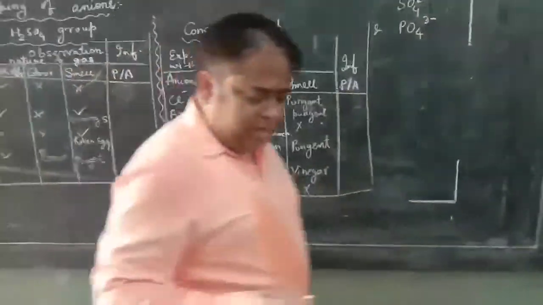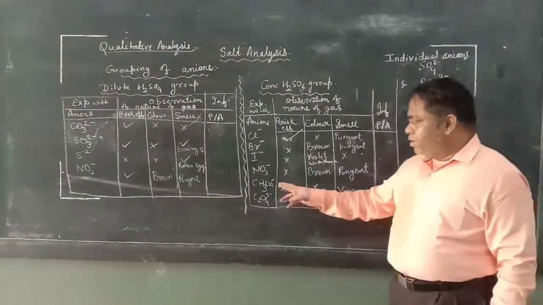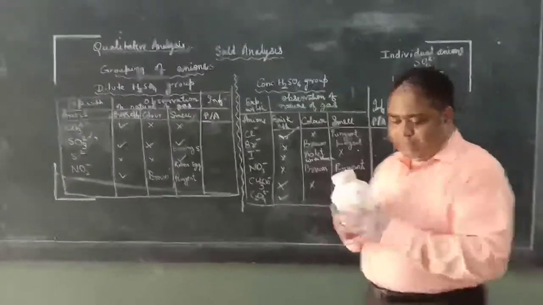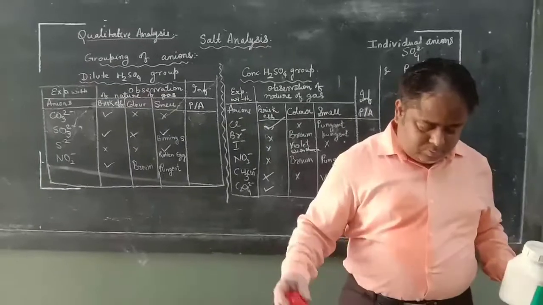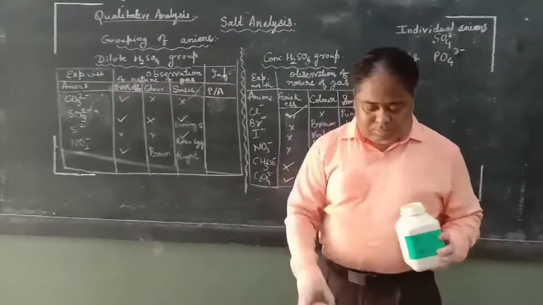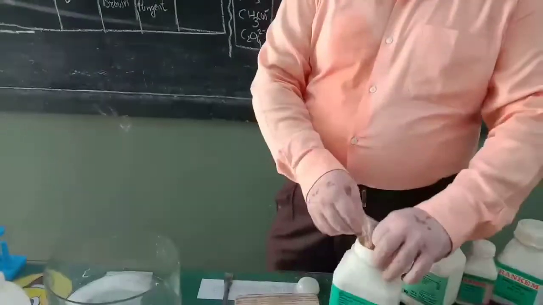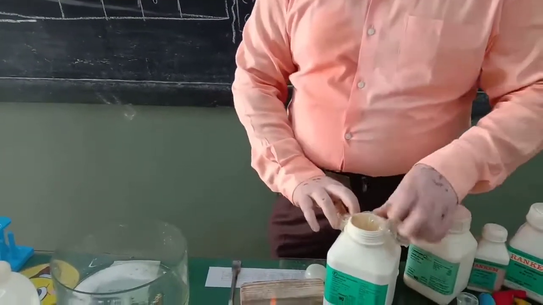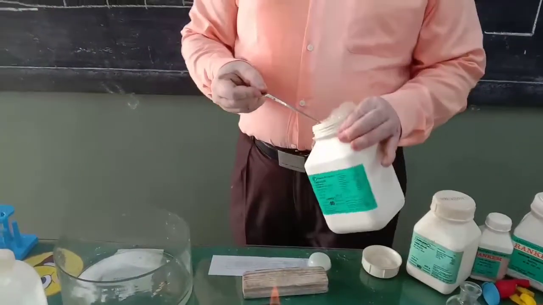Now nitrate we have already seen. With sulfuric acid, brown fumes were coming out. Acetate. This is ammonium acetate. No sooner have I opened this, I am getting the smell of vinegar, because vinegar also contains acetate.